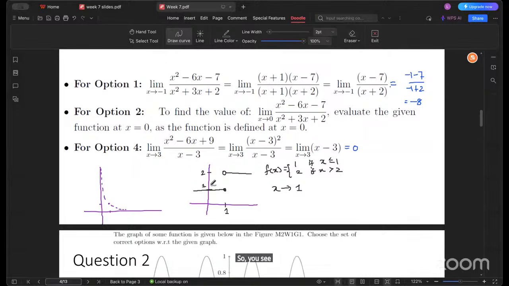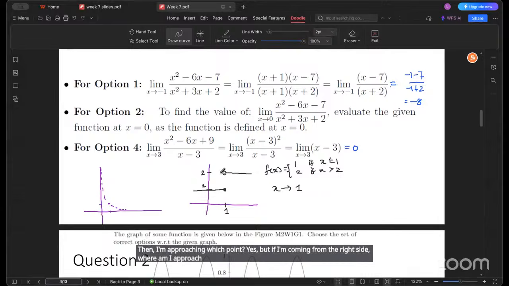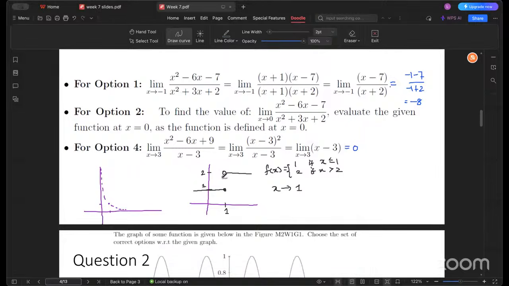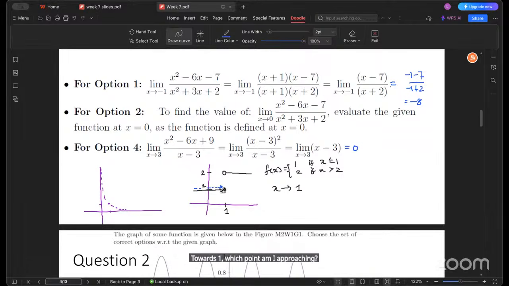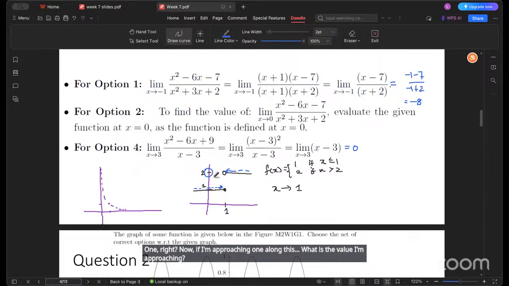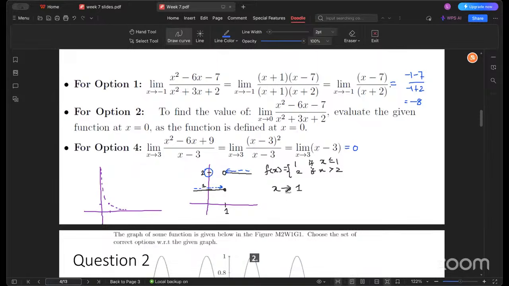So you see that if I'm coming from this side, then I'm approaching which point? Towards 1. Yes. But if I'm coming from the right side, where am I approaching? That's also towards 1. You have to be very careful. When I'm approaching this graph, the graph line is here towards 1. Which point am I approaching? Towards 1, right? Now, if I am approaching 1 along this, what is the value I am approaching? 2. The y-intercept.